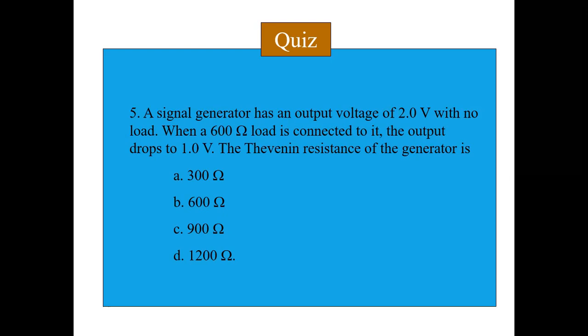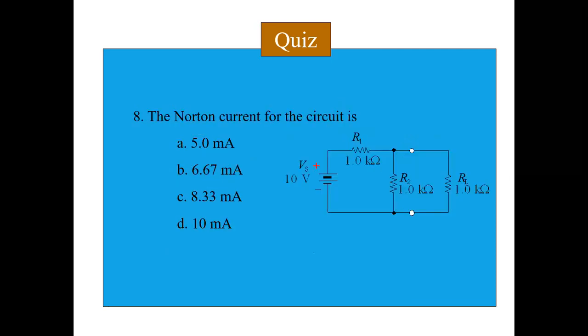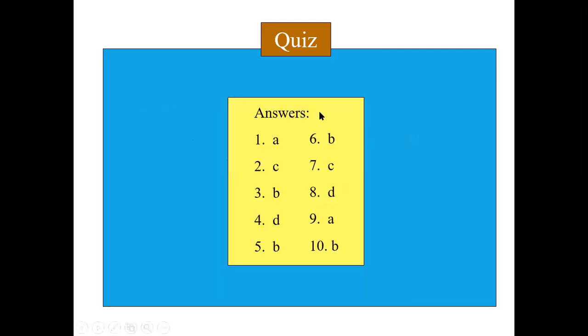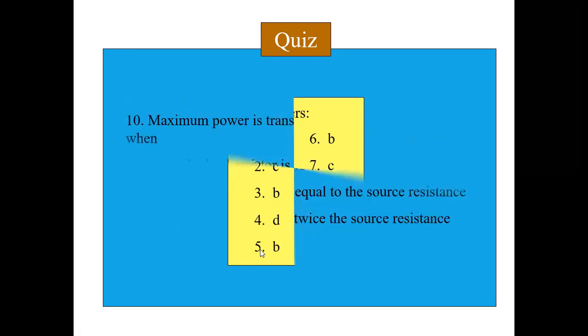So here only one load is available, but when the 600 ohm load is connected to it, the output voltage drops to half. Half means here the load resistance and the internal resistance must be the same. So when the load resistance is 600 ohm, then the internal resistance must also be 600 ohm. So the answer for question 5 is 600 ohm, that is B.